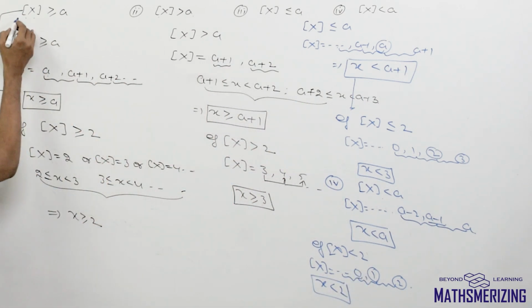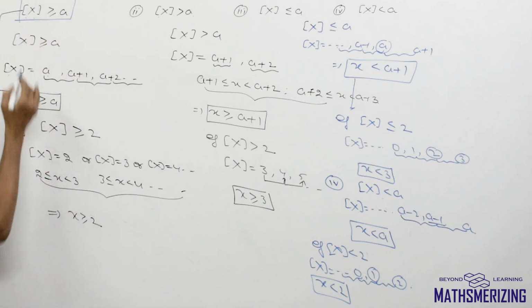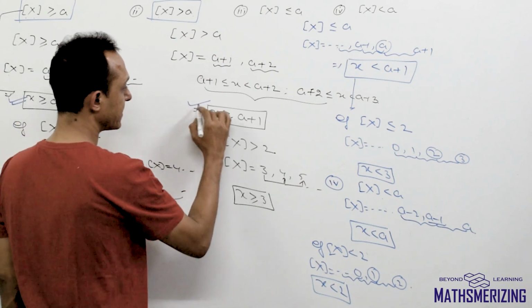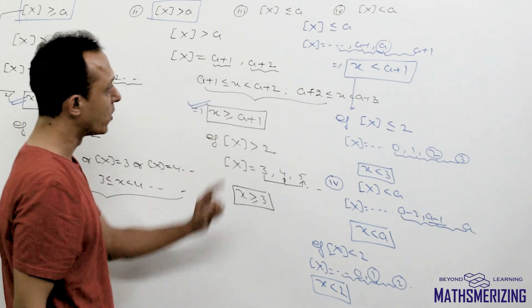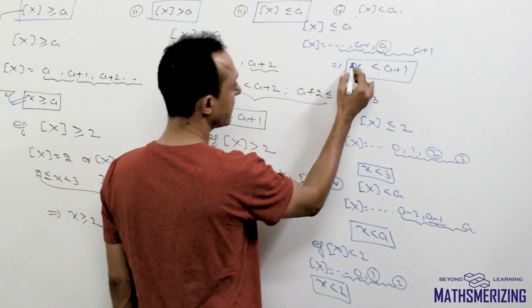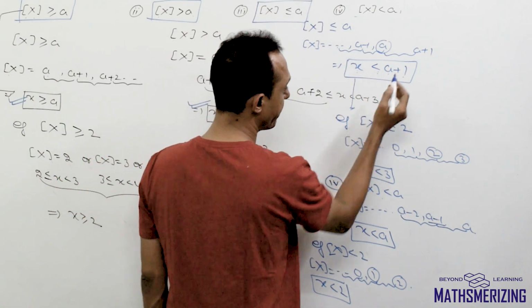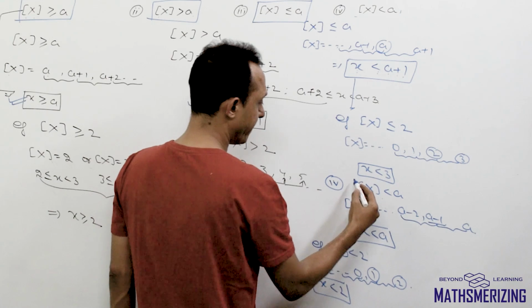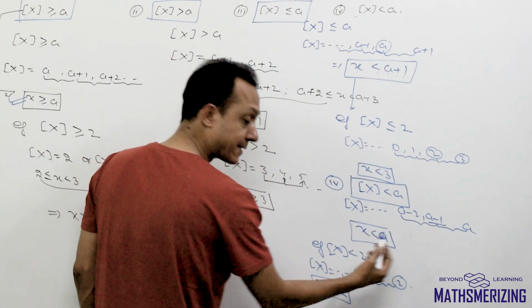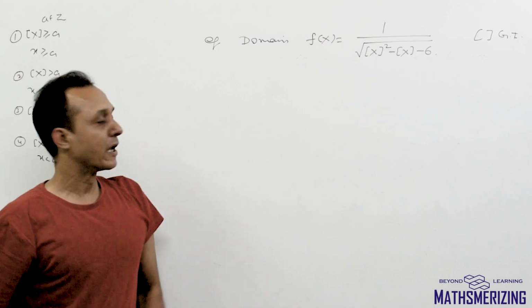So when greatest integer function of x is greater than or equal to a, the answer is x is greater than or equal to a. When greatest integer function of x is greater than a, the answer is x is greater than or equal to a plus 1. Third one is when greatest integer function of x is less than or equal to a, then the answer is x is less than a plus 1. And for the fourth one, when greatest integer function of x is less than a, then it is simply x is less than a. Now let us give an example.